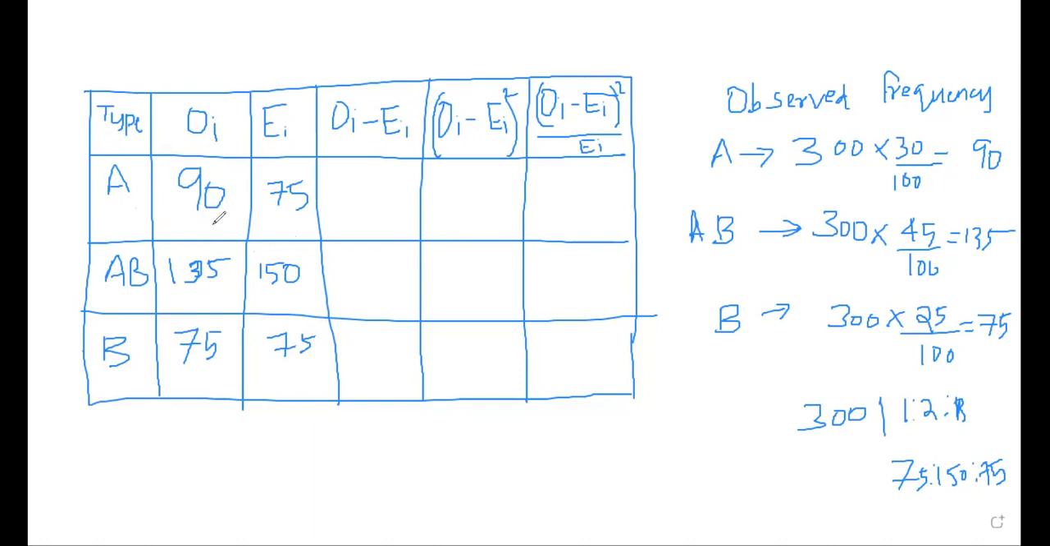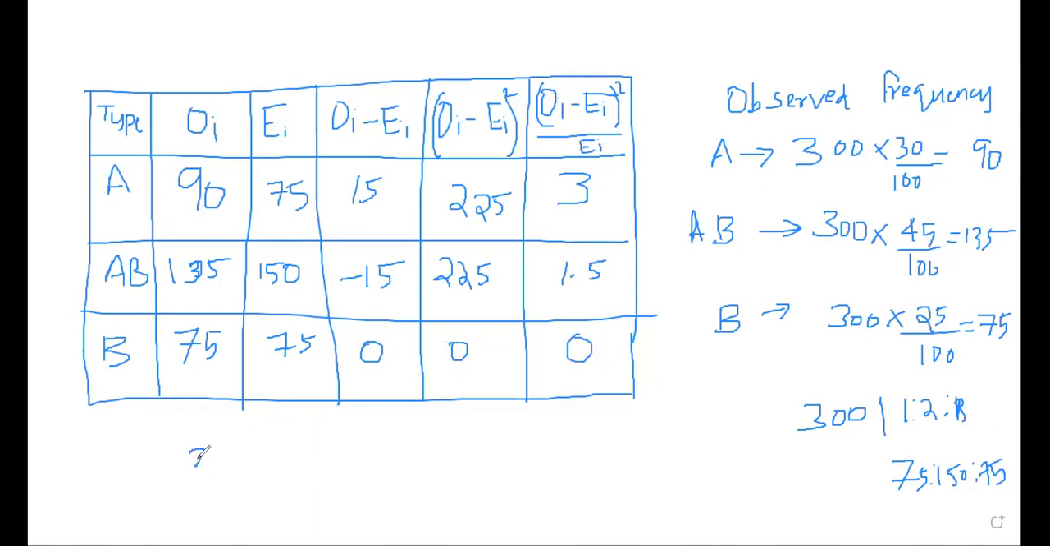Observed frequencies: 30% type A, so 300 into 30 by 100; AB is 45%, so 300 into 45 by 100; and the remaining 25 by 100 into 300, that is 75. Then OI minus EI: 90 minus 75 is 15, 135 minus 150 is minus 15, and this is 0. Then take the square: 15 squared is 225, again 225, and 0. Then OI minus EI, the whole square, by EI: 225 by 75 is 3, then 225 divided by 150 is 1.5, then 0 divided by 75 is 0.